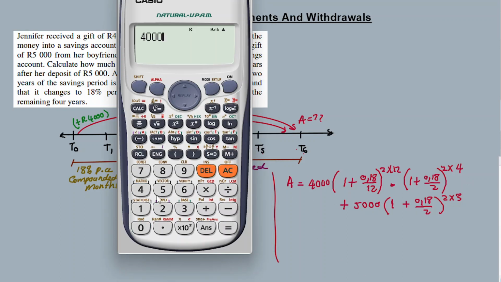Right, 4,000 rand, 1 plus 0.18 divided by 12, everything raised to 2 times 12, times 1 plus 0.18 divided by 2 raised to exponent 2 times 4, plus 5,000 rand. Make sure we double check on the calculator. It's easy to make mistakes. Calculations 2 times 3.